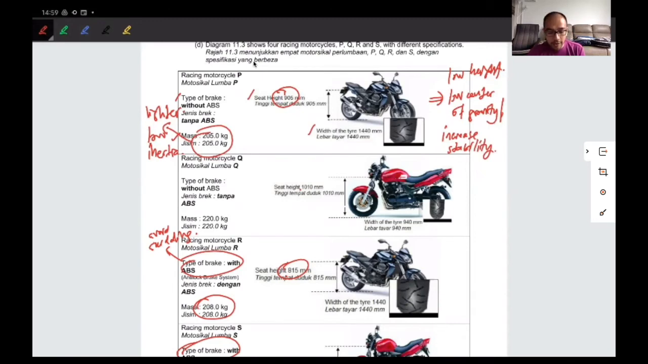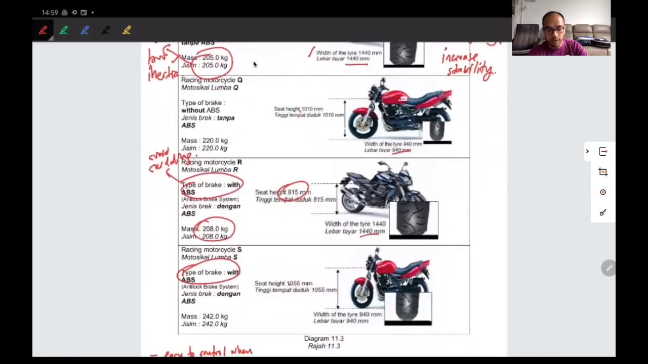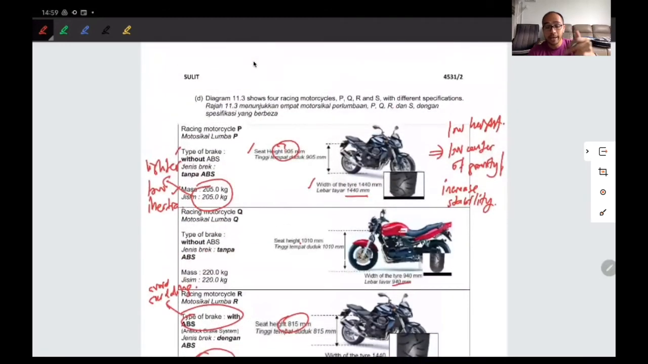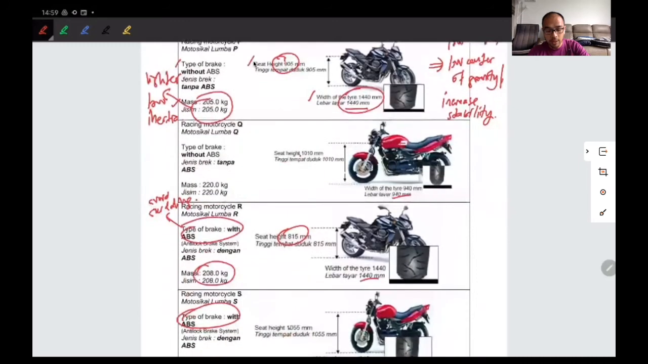Width of the tire. You have 1440, 940, 1440, or 940. So you obviously want a big width of tire. A big width of tire means bigger surface area. Bigger surface area means low pressure, or you can also say more friction, or better support, because the tires are bigger.